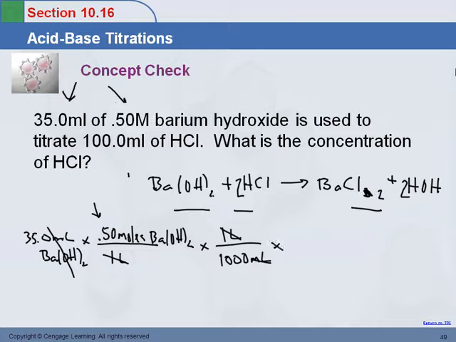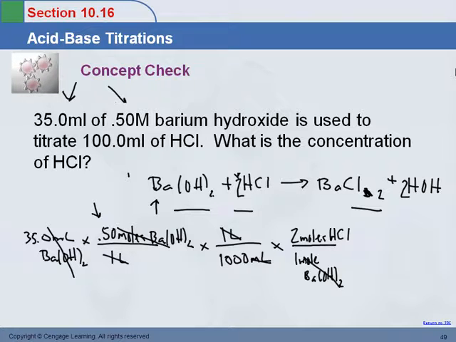Step 3 was to change from moles of that substance to moles of the substance that I need to know about. So in this question, I need to know the concentration of HCl. So that means I need to know the moles of HCl. When I look at my balanced chemical reaction, I see that there's 2 moles of HCl for every 1 mole of barium hydroxide. So 1 mole of barium hydroxide goes on the bottom, and 2 moles of HCl goes on the top. So now moles of barium hydroxide cross out, and I'm in moles of HCl.